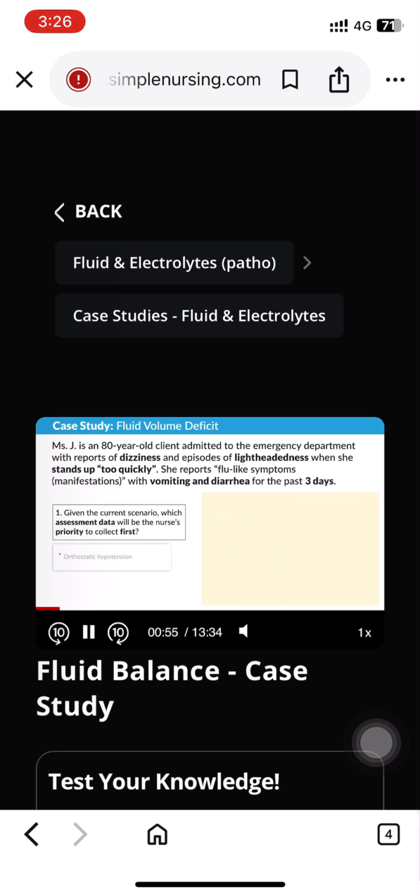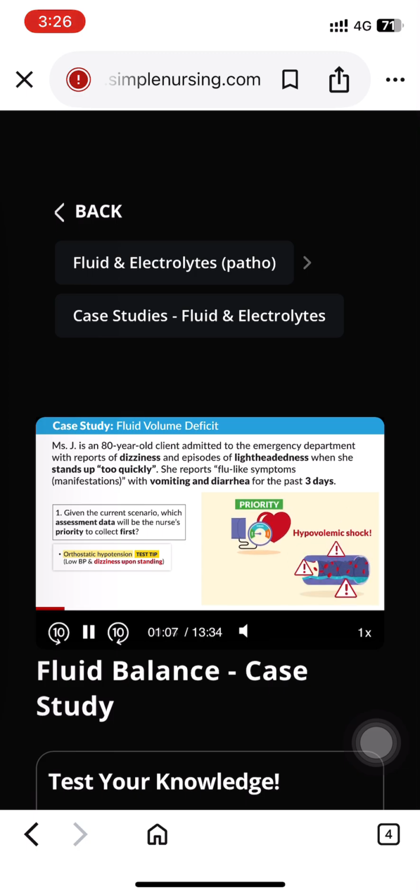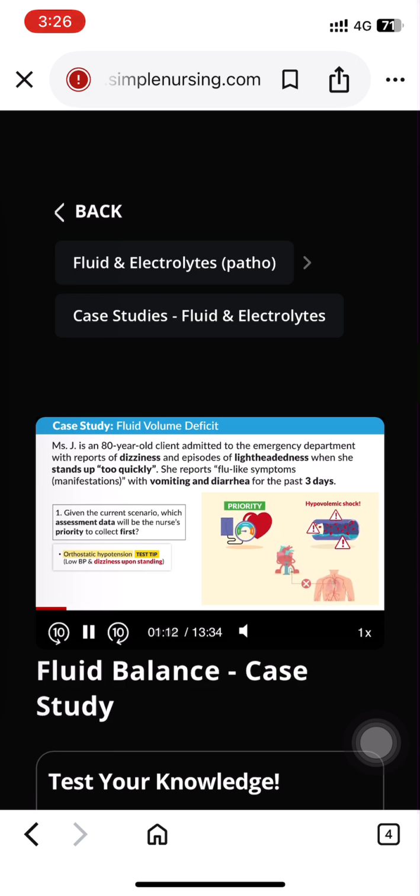So remember, this is orthostatic hypotension, our big test tip, that low blood pressure and dizziness upon standing. So the low blood pressure is priority here, since this can kill the client via hypovolemic shock, that's severely low blood pressure, making the heart unable to pump enough blood supply to the body. And the vomiting and diarrhea for 3 days, this is huge for fluid volume deficit, resulting in severe dehydration.